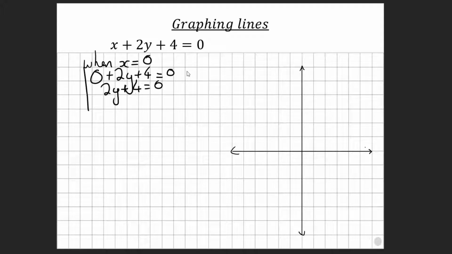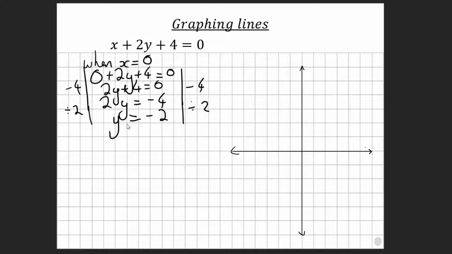We'll take away 4 from both sides of our equation. We'll get 2y equals minus 4. Now we want to get just y by itself, so we're going to divide both sides of our equation by 2. And we will get y equals, and what's minus 4 divided by 2? Well, it's minus 2. So we've got our first coordinate, 0, minus 2. So I'm just going to mark that off on our grid there.